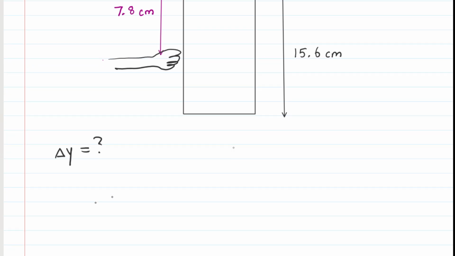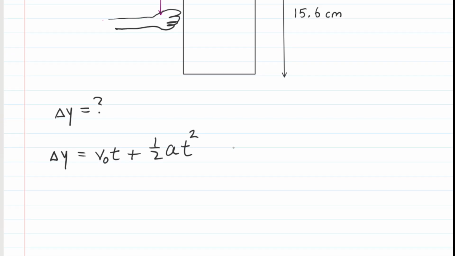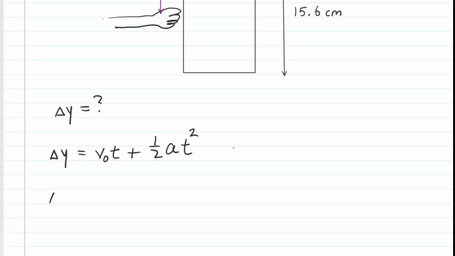Now that's a relatively straightforward calculation because we know that the vertical displacement would equal the initial velocity of the bill multiplied by the reaction time plus 1/2 times the acceleration of the bill multiplied by the reaction time squared. Now, the bill is being dropped, so the initial velocity would be 0. And if you look at this term right here, 0 times time, of course, would be 0. So that term drops out of the equation.